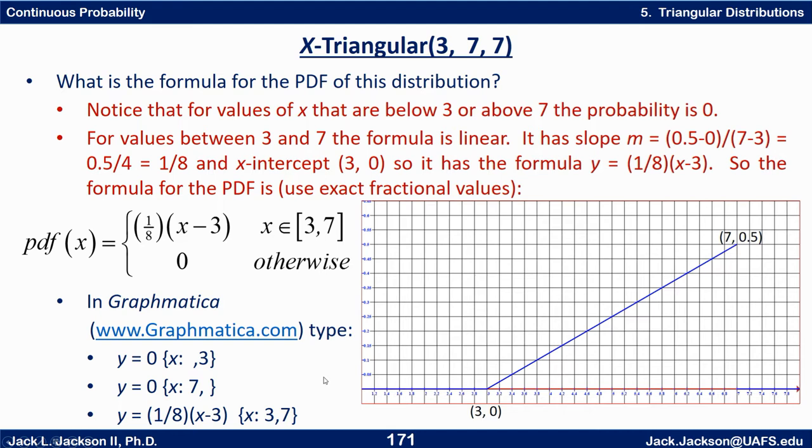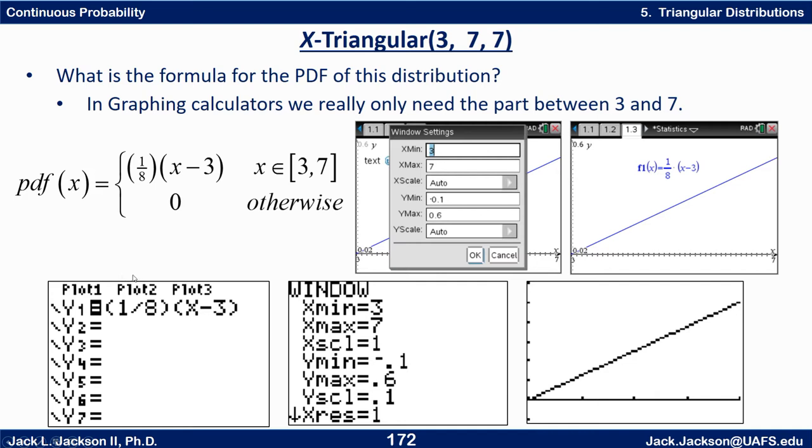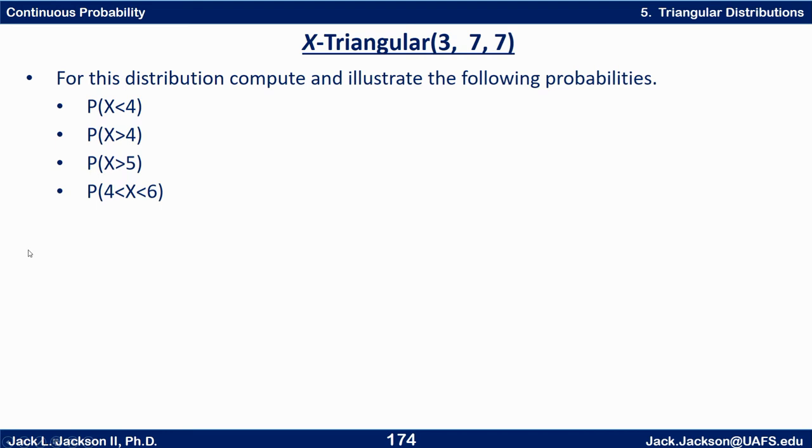So I went over that a little bit more slowly at the end of the last video. So let's pick up there by putting it in our calculator. We want to put it in our calculator only going from 3 to 7 when we graph, but you can ignore the 0 part and just let y1 equal 1/8 times x minus 3. Just be sure you only graph from 3 to 7.